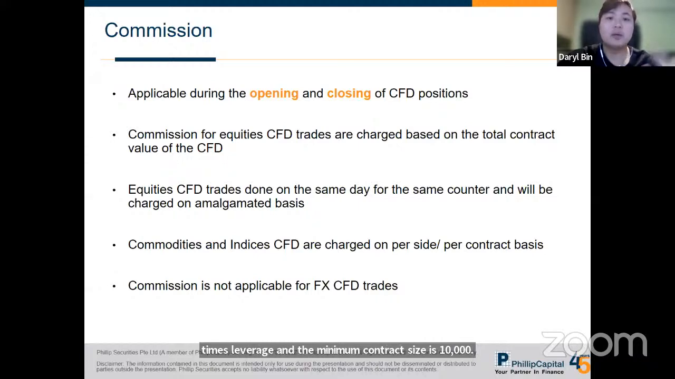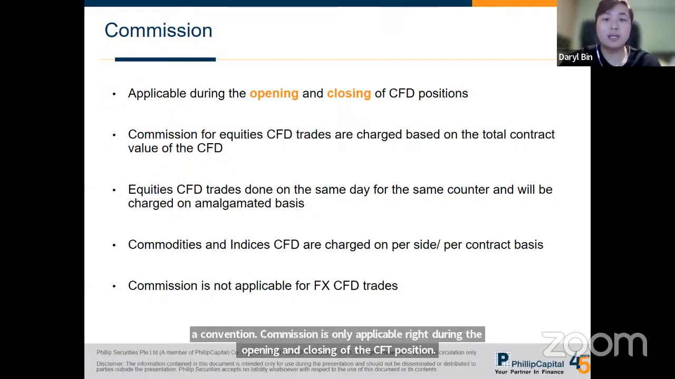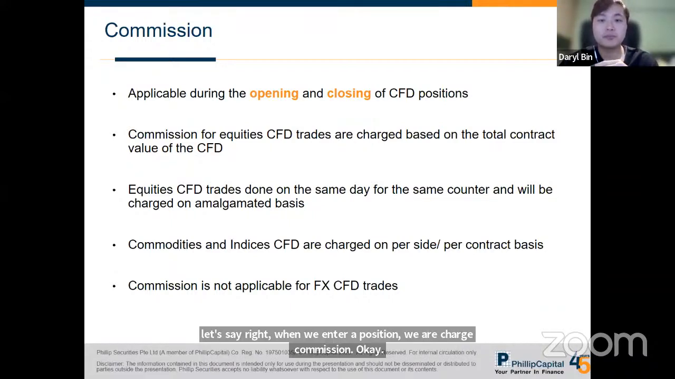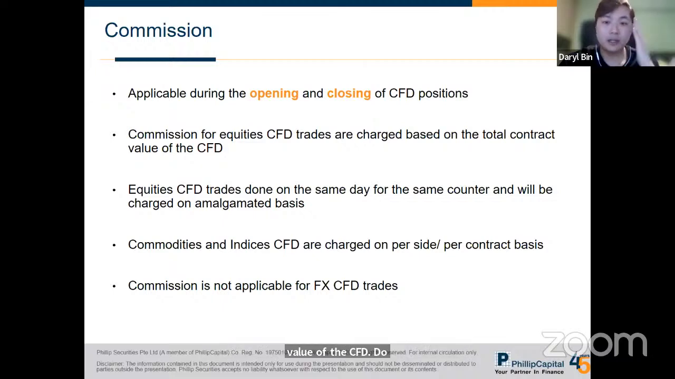Moving on, we have commission. Commission is only applicable during the opening and closing of the CFD position. So when we enter a position, we are charged commission, and when we close the position, we are also charged commission. Commission for equity CFD is charged on the total contract value of the CFD. Do note that different countries' counters have different commission fees. Do check on the website to find out more on a particular country's commission.